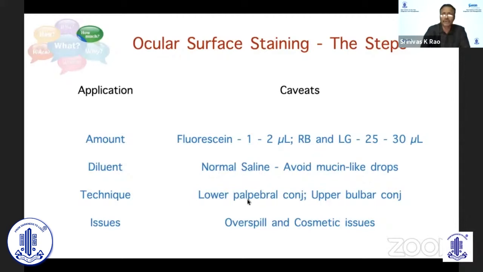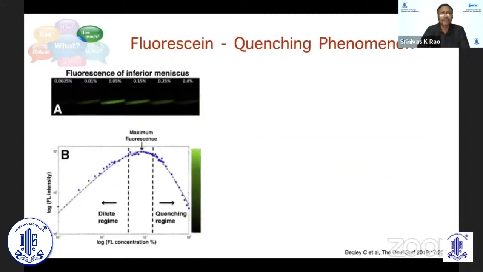Where do we put it? For fluorescein, we typically put it in the lower palpebral conch, like we just saw. But if you have a dry eye, and if you're using lissamine and rose bengal, or one of the two, and if you think there's not enough tears to take it across the surface, another way is to take it on the strip and then put it in the superior bulbar conjunctiva. So gravity will help it spread over the entire surface, and you can get better staining characteristics. A minor but important issue is that all of these dyes can stain the periocular tissues, and therefore you want to be careful, otherwise the patient may not be happy.